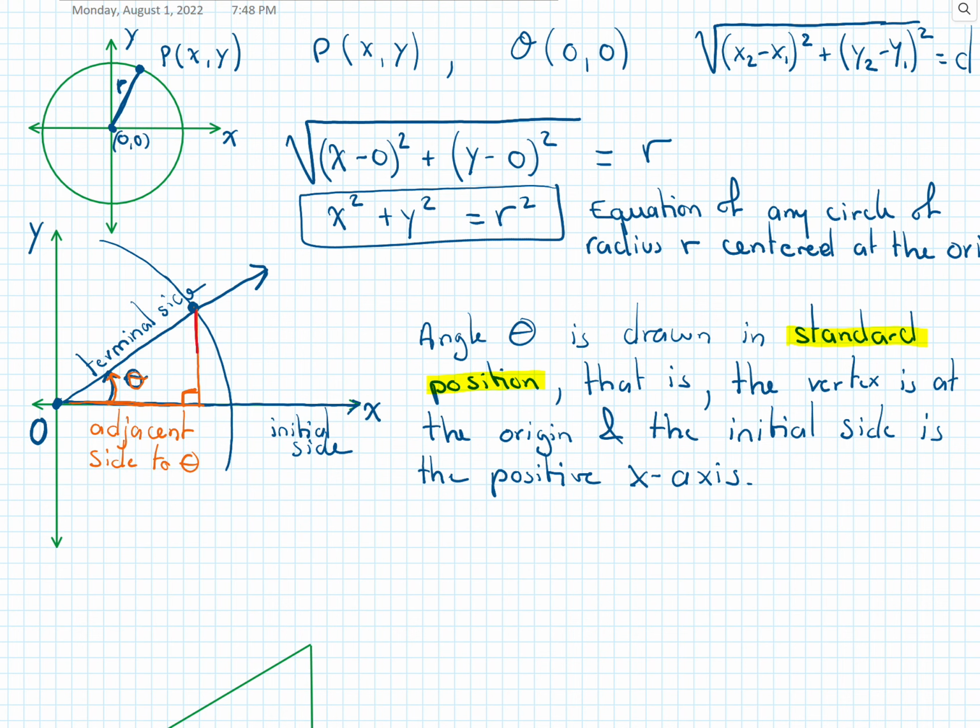And then this perpendicular we dropped right there is the other leg of the right triangle, and in respect to theta, it is across from theta, so we call it the opposite side to theta. And what I called earlier the terminal side is just going to be your hypotenuse for the triangle, right? So that will be your hypotenuse.